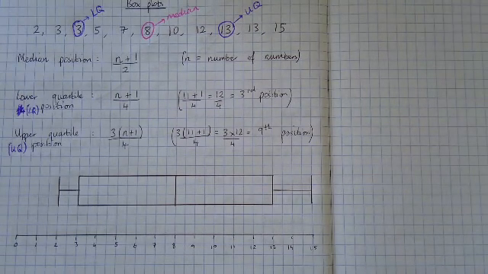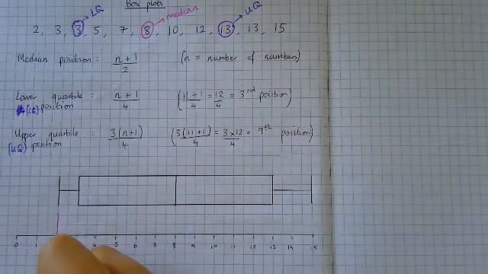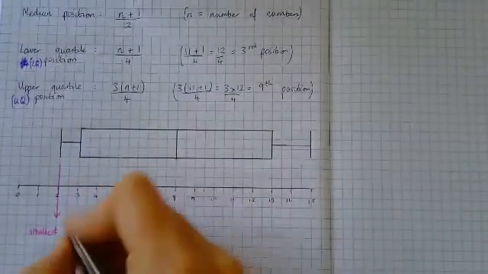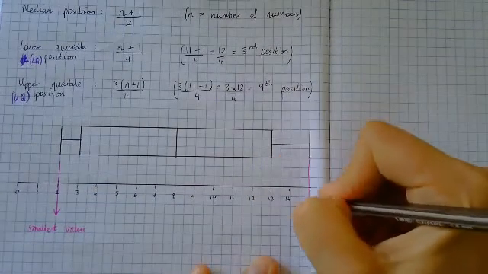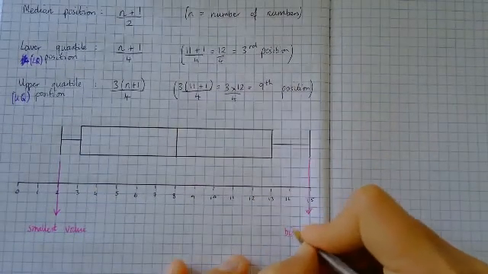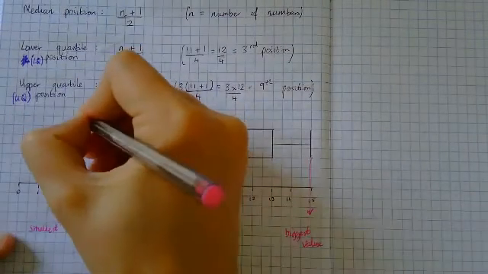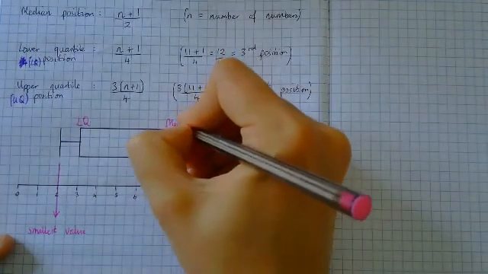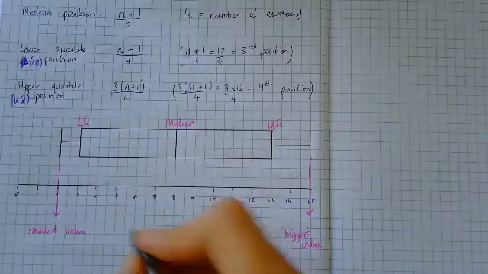We're going to label this one as our example, but as a rule, you don't need to label them because by definition we know what each line stands for. But let's label ours. So this is the smallest value, and this is the biggest value. And then we've got the lower quartile, we've got the upper quartile, and we've got the median.